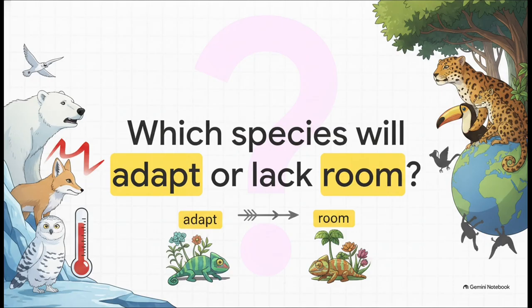But here's the reality. The Earth is only so big, and the poles only go so far. As those fundamental niches march northward, we're left with a really critical question to ponder. As the global thermometer rises, which species will actually be able to adapt or migrate in time, and which will simply run out of room?